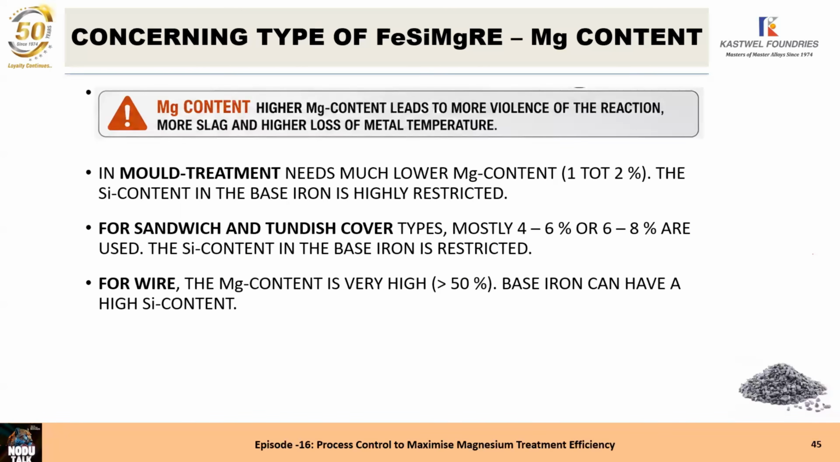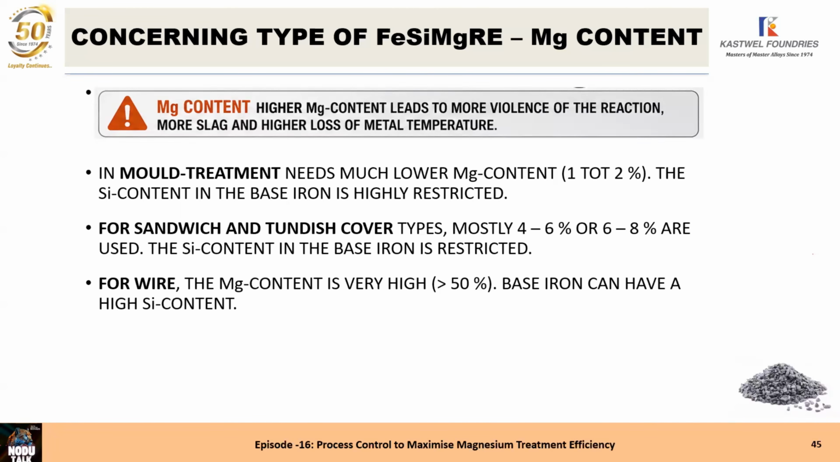Higher magnesium content leads to more violence of reaction. If there is high magnesium content, it leads to violence of the reaction. It leads to more slag formation, and it leads to higher loss of metal temperature. So high magnesium is not desired to be present in the alloy.